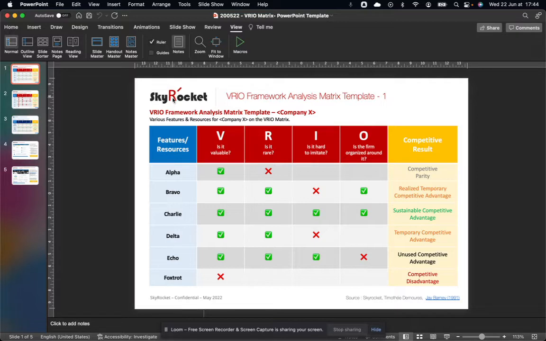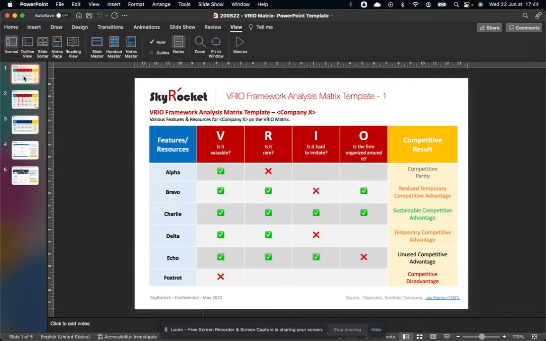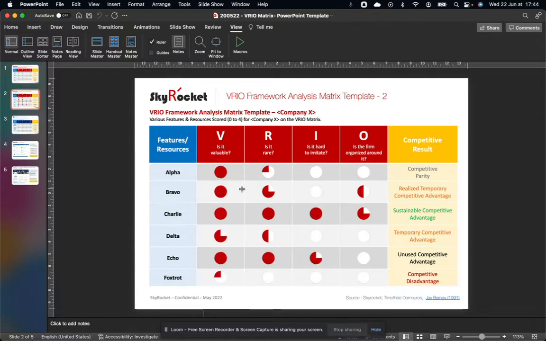So here on my screen, you can see the actual framework, which I have adapted in two ways for you to use. One simple version with a yes or no on the different letters, VRIO, V-R-I-O, I'll get into this afterwards. Another one, which is slightly more quantitative, enabling you to fine tune the different levels you're at for each of these letters.